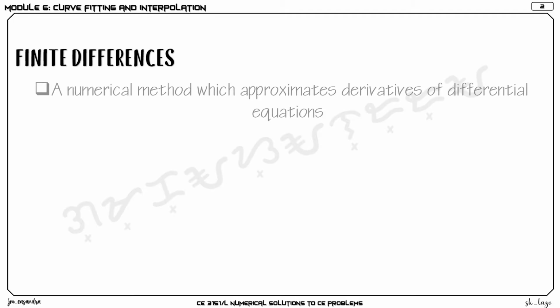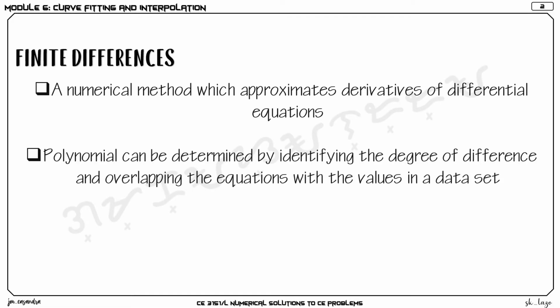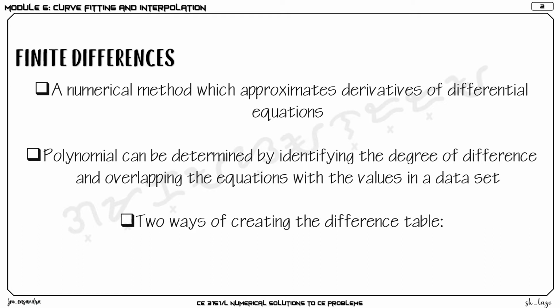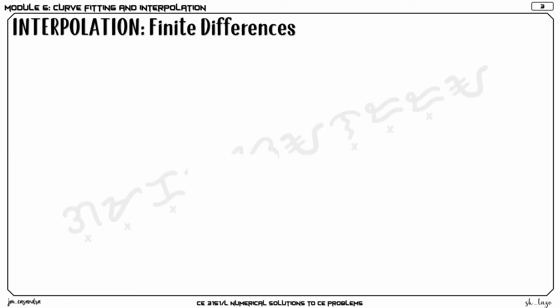Finite differences is defined as a numerical method which approximates derivatives of differential equations. Polynomials can be determined by identifying the degree of difference and overlapping the equations with the values in a dataset. There are two ways of creating a difference table, and that is by forward and backward difference.